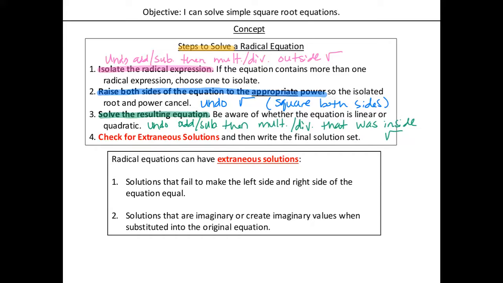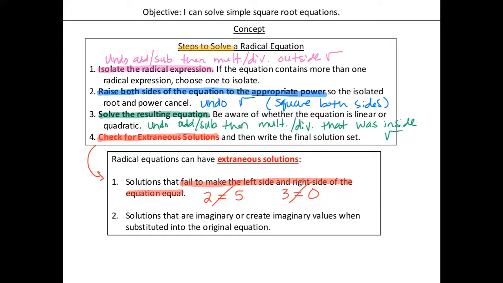All right, then our step 4 is to then check for extraneous solutions. And extraneous solutions, we saw this when we were looking at rational equations, but extraneous solutions basically mean any solutions that fail to make the left side and right side of the equation equal. So like, for example, if I get like a 2 equals 5, 2 does not equal 5. If I get like a 3 equals 0, 3 does not equal 0. So the left side does not equal the right side. Those would be extraneous solutions, okay?